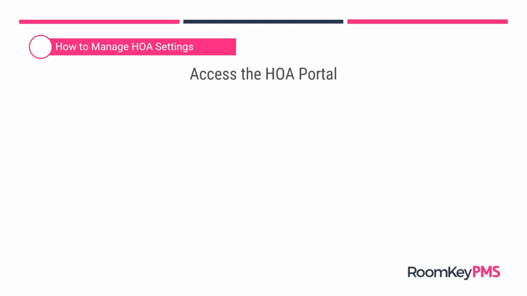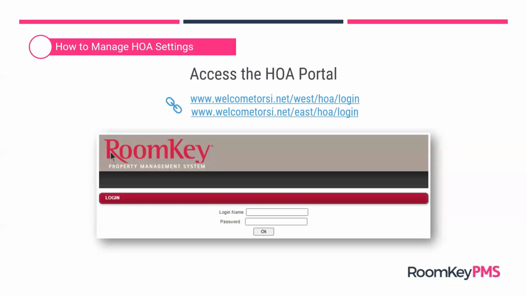And the first thing that you need to do is actually access that portal. So to access the portal, you will need to use a computer with access to the internet in order to navigate to one of these links. Now, depending on how your database is built with RoomKey, your RoomKey trainer or onboarding specialist will let you know which URL or link you will use to access your HOA portal for your hotel.